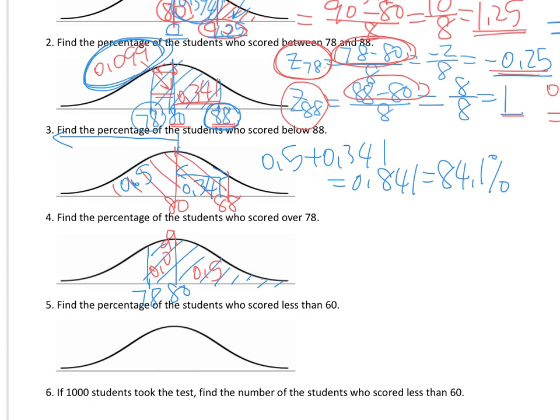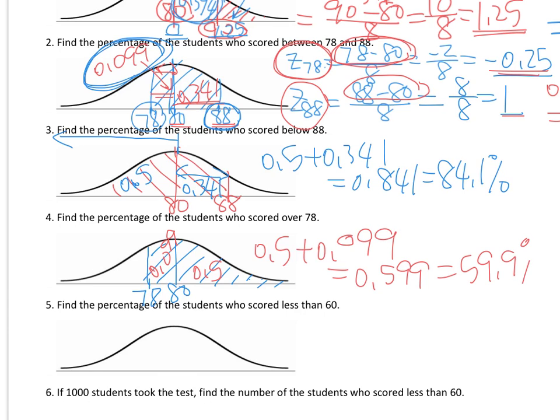We make use of the fact that half of the curve contains 50% of the data, meaning to the entire right side of the mean, I have 50% of the data. So therefore, we're going to add them together. 0.5 plus 0.099 is going to be 0.599, or 59.9% of the data value is going to be to the right side of 78, or called over 78.